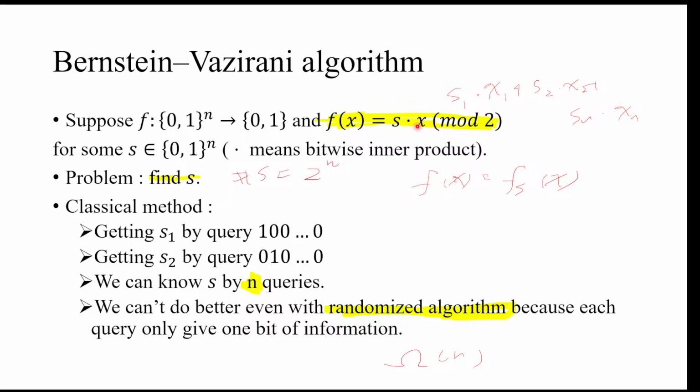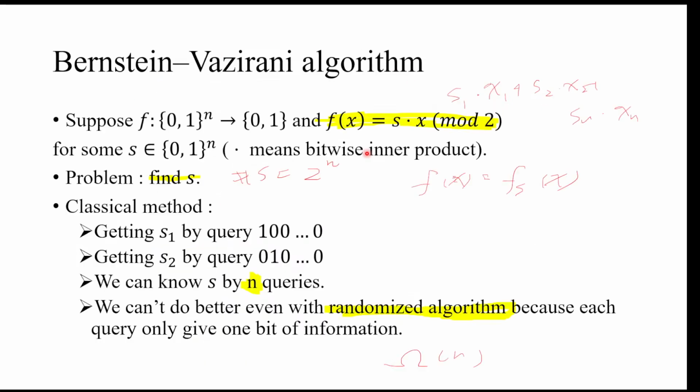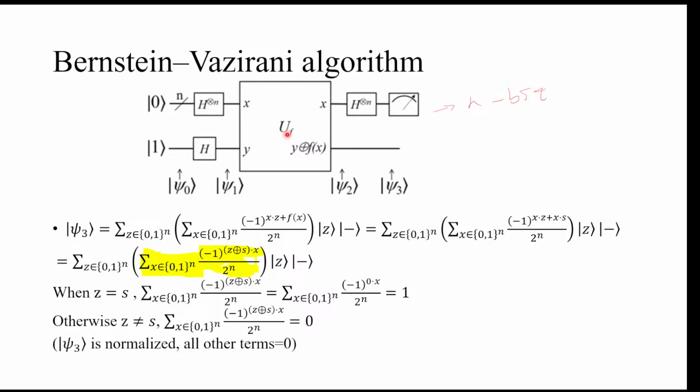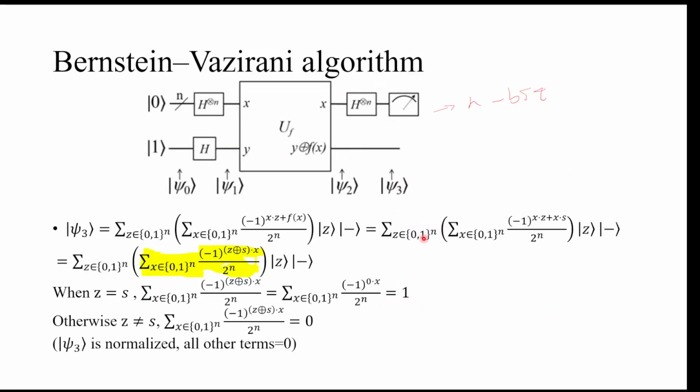And so classically we can learn s in n queries, and you can show that you cannot learn s with fewer than n queries. And quantumly, we also run this Deutsch-Jozsa algorithm circuit, and because we set up f nicely, when we do measurement at the end, we get an n-bit outcome. This n-bit outcome is actually just the secret string we are trying to find, because we have this nice thing here. Now f of x is x inner product with s.